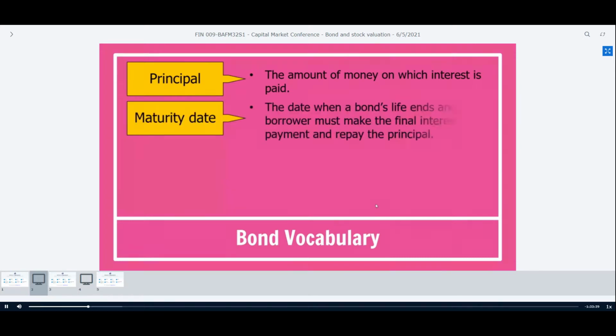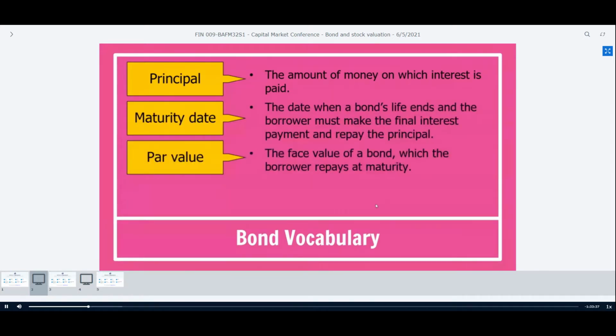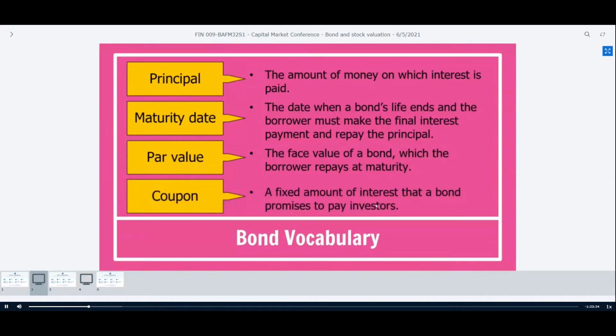No? So we have principal, the maturity date, par value, and the coupon. So principal, this is the amount of money on which interest is paid. And the maturity date, the date when a bond's life ends or matures. The borrower must make the final interest payment and repay the principal. Par value, or simply the face value of a bond, which the borrower repays at maturity. Coupon, a fixed amount of interest that the bond promises to pay investors.